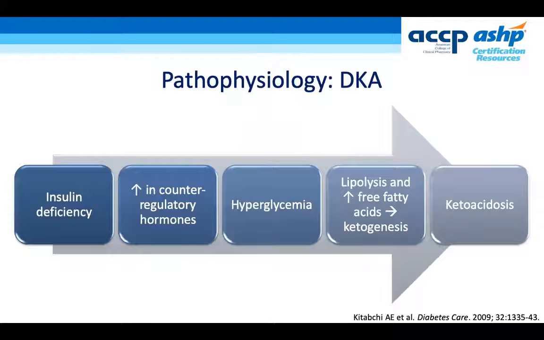When going over the pathophysiology of how DKA occurs, decreased insulin concentrations and an increase of our counterregulatory hormones, including catecholamines, cortisol, glucagon, and growth hormone, over time lead to hyperglycemia. And when the body does not have insulin, your body essentially breaks down your fats to fuel itself. This leads to increased free fatty acids, leading to a buildup of acid in the body, or ketosis.